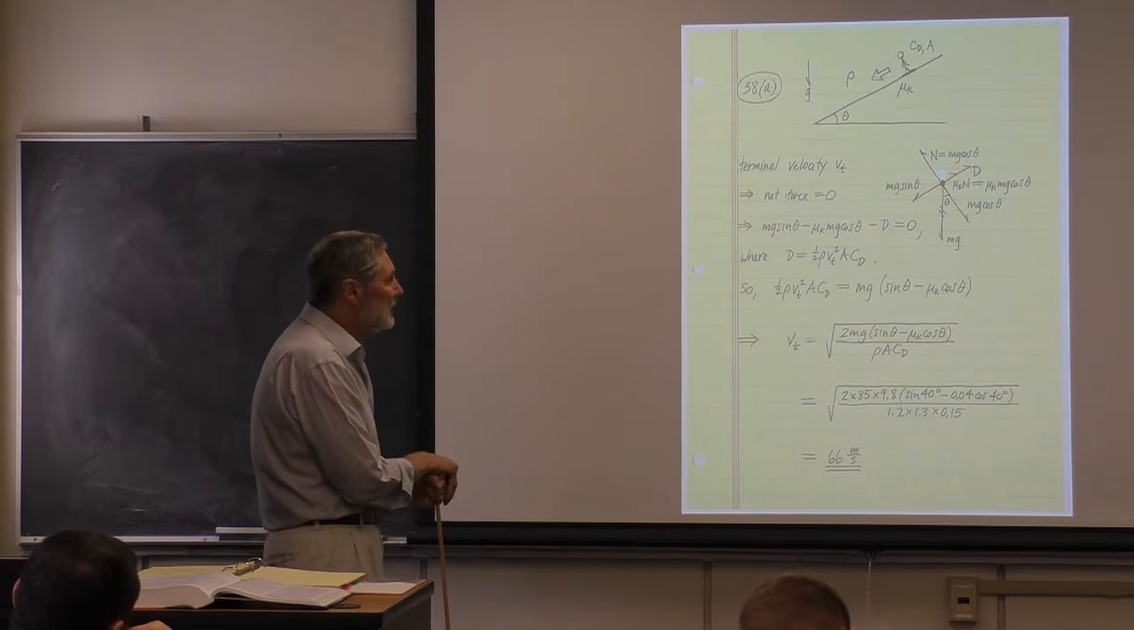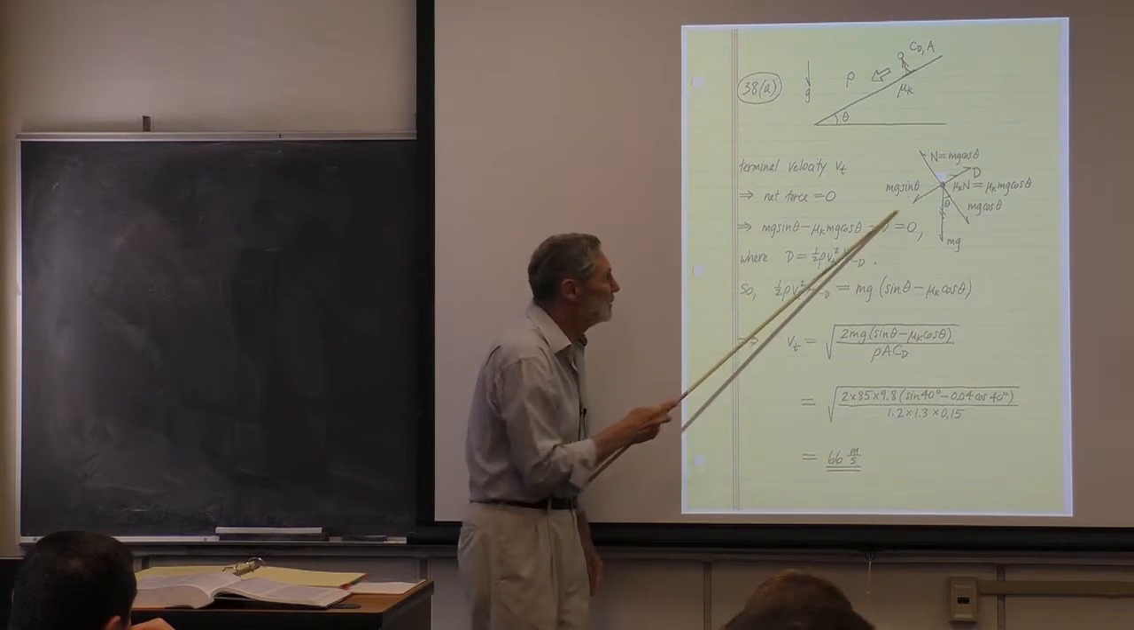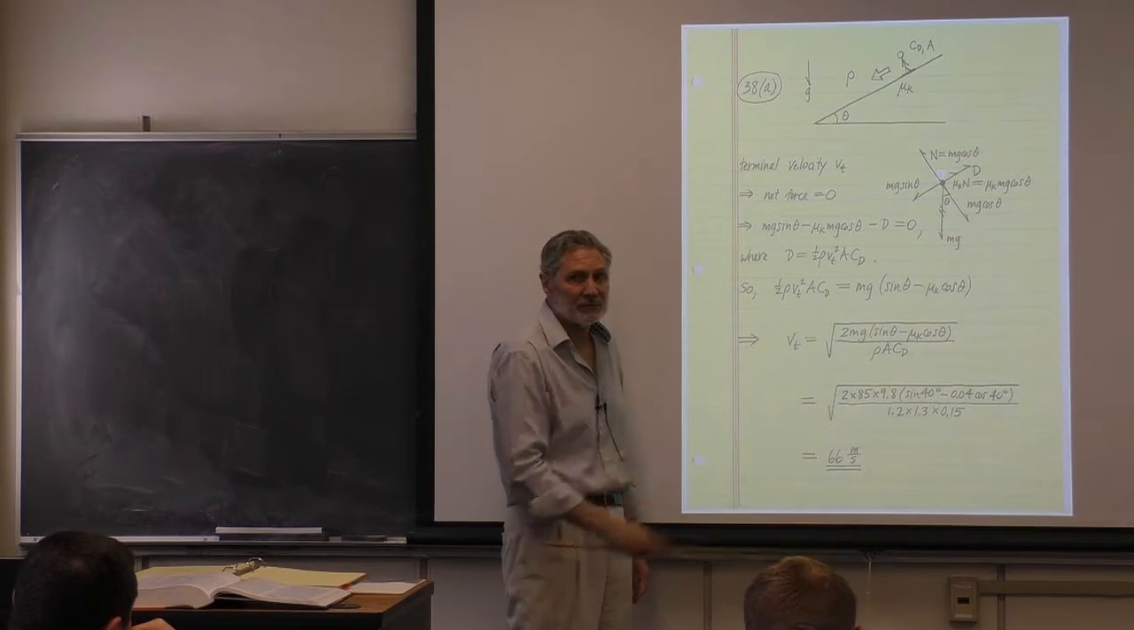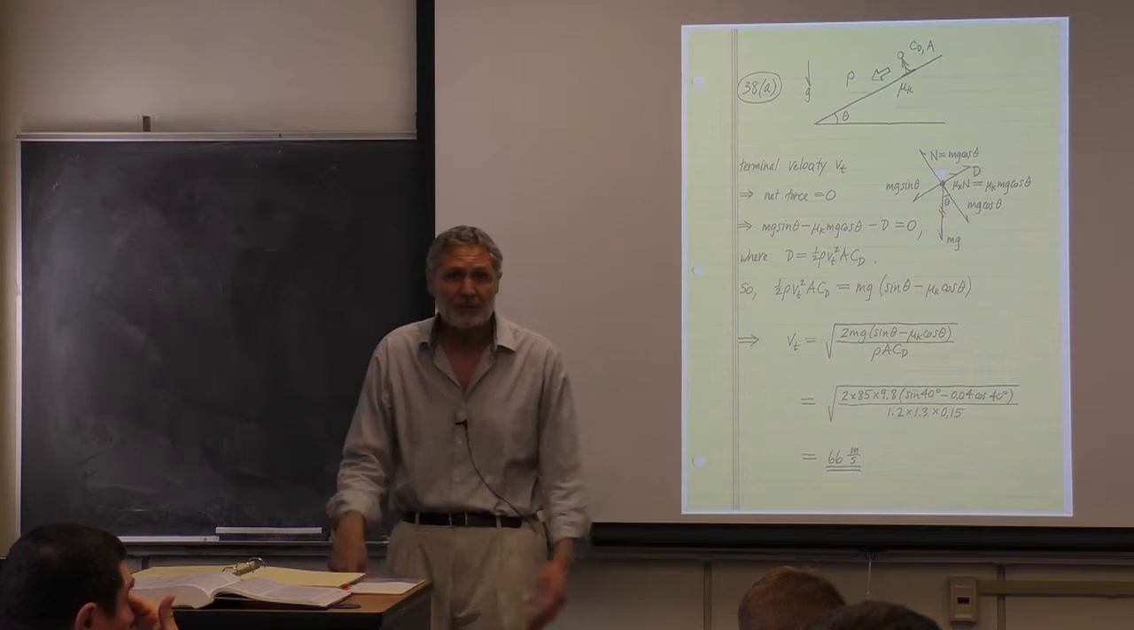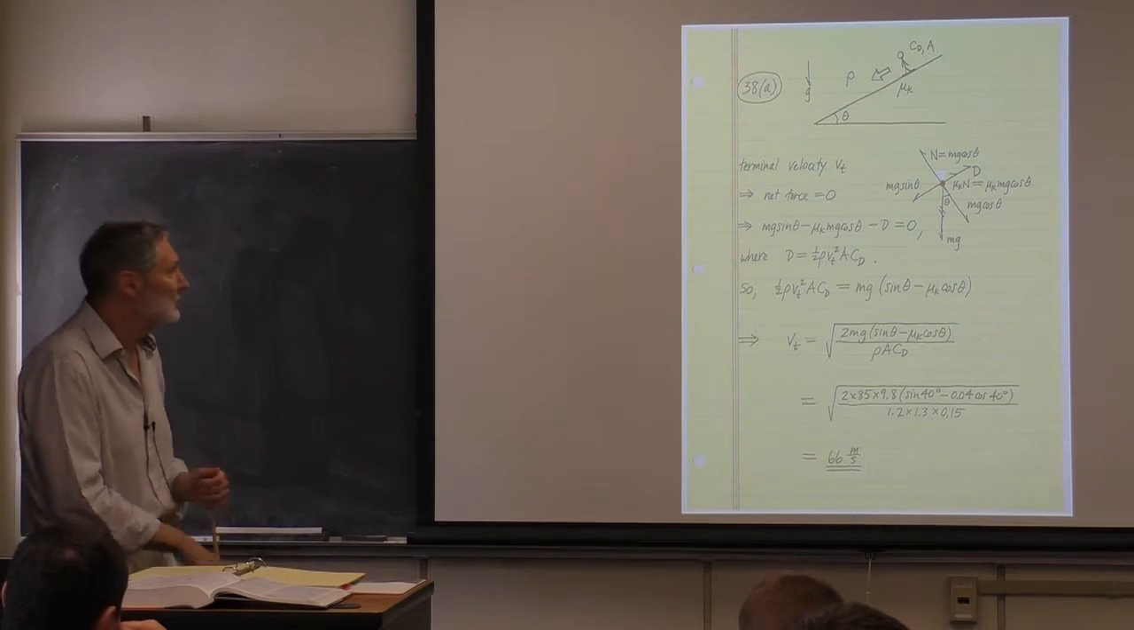When terminal velocity is reached, what is the relationship between these two, the downward force and the net upward force? They're going to balance. Terminal velocity is no acceleration. Newton's second law tells us that the force has to be zero.